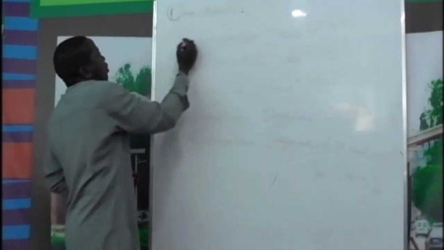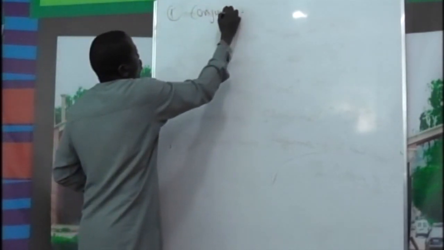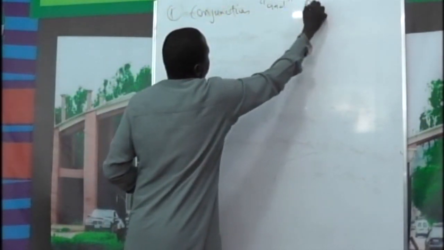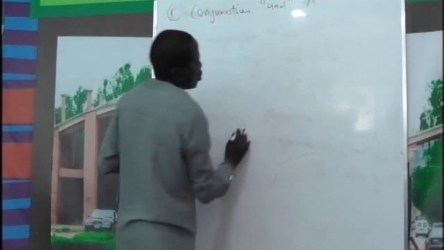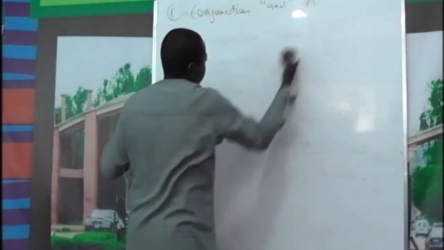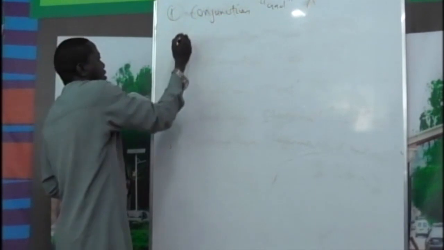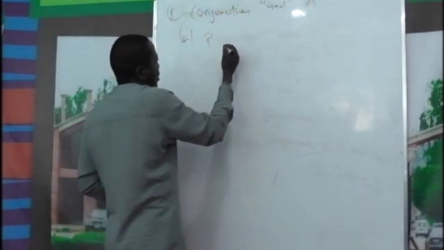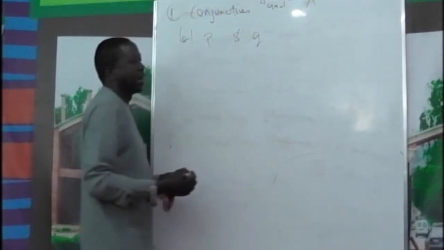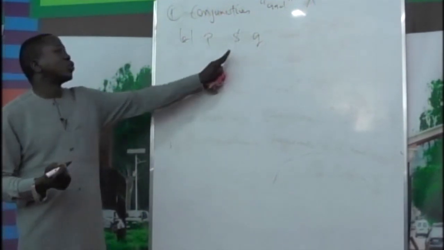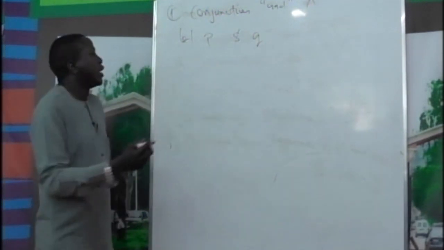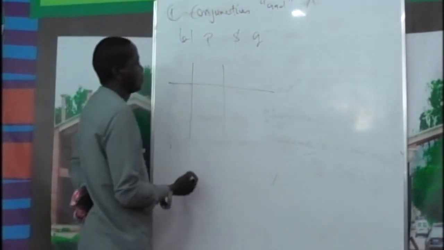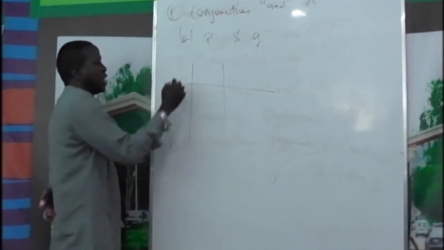Number 1, we are dealing with what? Conjunction, which is what? And we use this symbol for the conjunction. Let's assume we have two statements. Let P be one statement and let Q be another statement. So now we are having two statements in this case. Now, how do I use a table? Remember I mentioned truth table the other time. This is the table we are talking about.